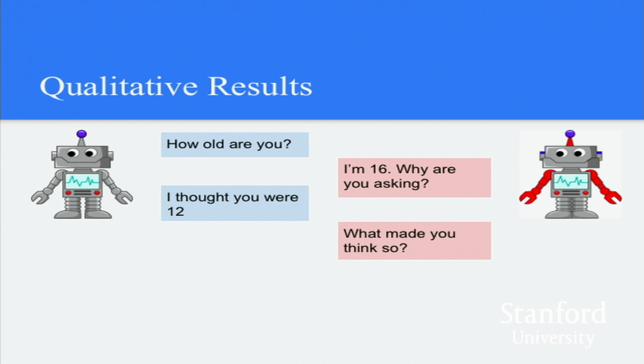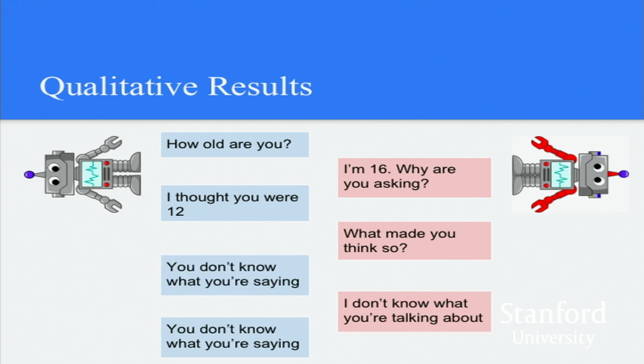We can also have our chatbots talk to each other again. And here you see that it's doing a bit better. So the first chatbot asks, how old are you? But now instead of saying, I'm 16 only, it also says, why are you asking? So it's kind of helping the conversation move along. But actually, after a couple turns, they end up in the same infinite loop.